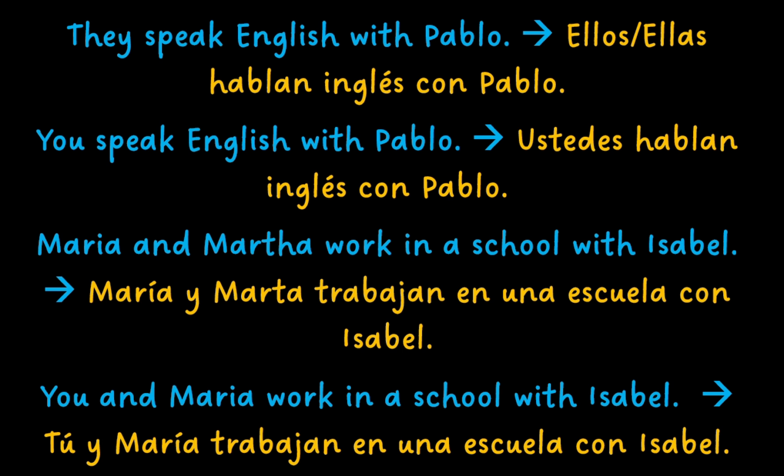They speak English with Pablo is ellos or ellas hablan inglés con Pablo. You speak English with Pablo is ustedes hablan inglés con Pablo. Maria and Martha work in a school with Isabel is Maria y Marta trabajan en una escuela con Isabel. And you and Maria work in a school with Isabel is tú y Maria trabajan en una escuela con Isabel.